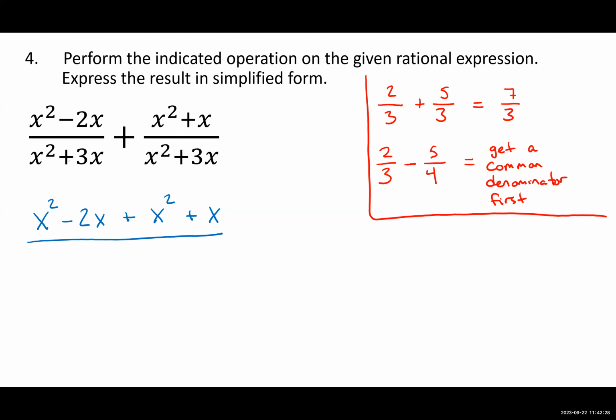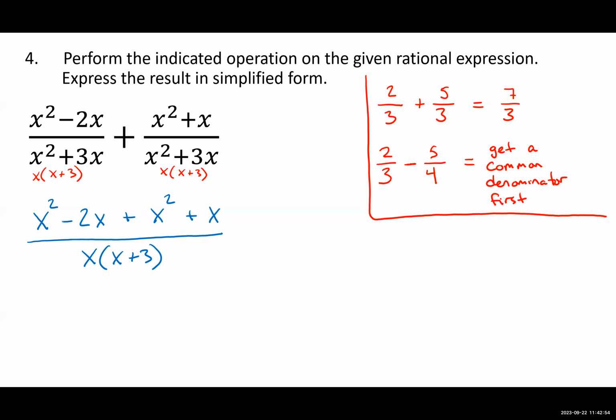So x squared plus 3x is the same as x times x plus 3. Right, they're the same. Factor out a common x. That's x times x plus 3. So on the bottom, we've got x times x plus 3, right? The bottom is factored, the top is not, because I want to keep the terms on top separate.